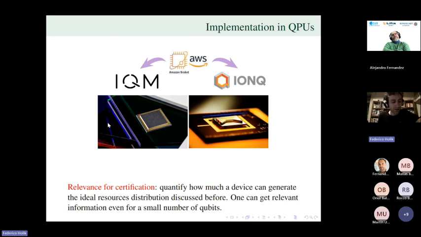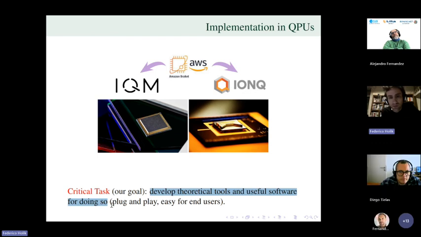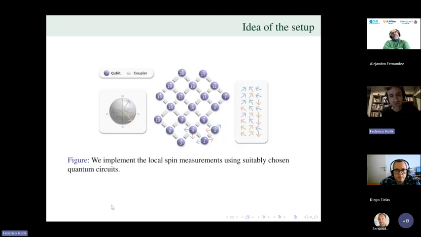And I will end the talk, just speaking about some implementation on quantum processors. As I told you, what we did is using Amazon Braket. I will communicate here some experiments that we did in IQM and IonQ. We use Amazon Braket for this. Our goal is to develop theoretical tools and useful software that is plug and play and easy for end users. We will publish the codes very soon. Part of the codes are already published, so you can use them. But we are preparing an updated version that you will be able to use.